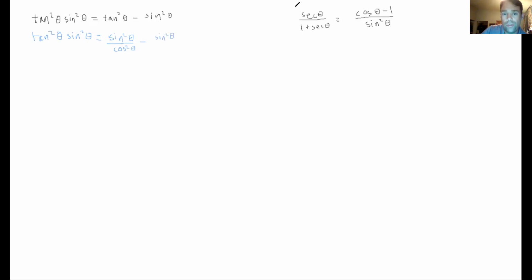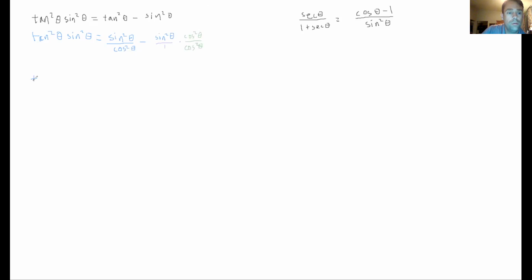Now, this whole thing is sine squared over 1. So what I would do is go ahead and make a common denominator. So I would multiply this side right here by cosine squared theta on the top and bottom, so that way I can put it together as one fraction. Anytime I've got multiple fractions, I like to try to eventually get them together to become 1.